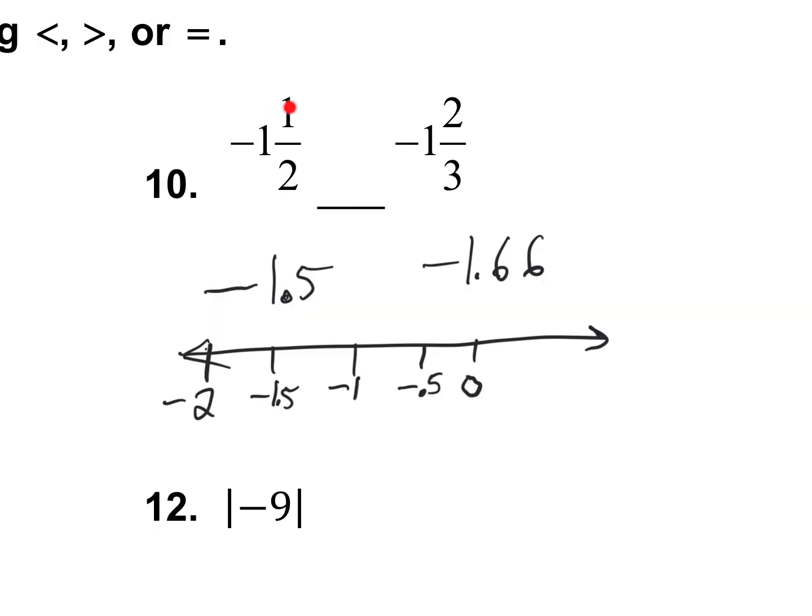Okay, let's try number 10. I know that -1 1/2 is the same as -1.5, and 2/3 is the decimal 0.66. It's actually repeating. And so if I take these and put them on a number line, I'd be right here, and this one would be here. So which one is closer to 0? Which one's a warmer temperature? And I would say this one, negative 1.5, is farther to the right on the number line, and it's a warmer temperature.